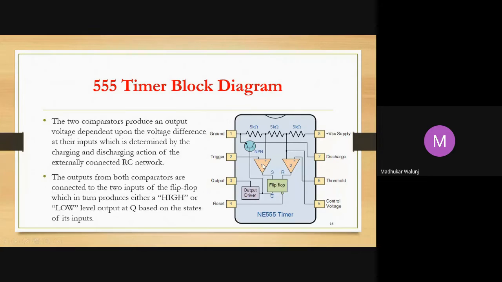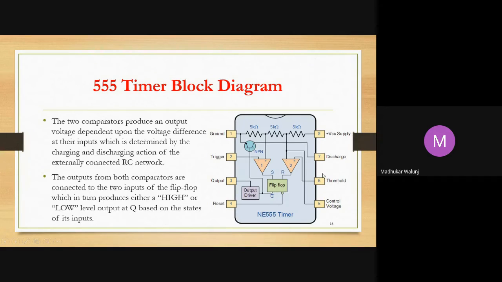The two comparators you can see here, comparator number 1 and comparator number 2, will give us output according to the comparison of the inverting and non-inverting terminal voltages. The inverting terminal of comparator 1 is nothing but the trigger pin 2, while the non-inverting terminal of comparator 2 is the threshold pin. So how should it be done? It should be done by manually triggering pin number 2.